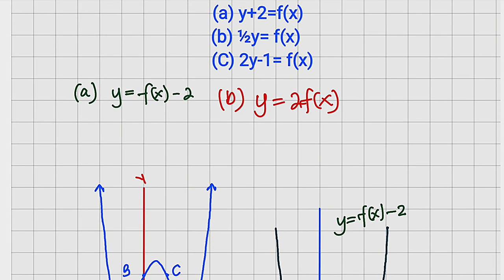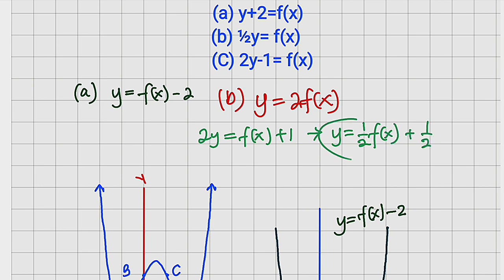So let me do a rough work here. First of all, let us take this negative 1 to the other side. It becomes 2y equal to f of x plus 1. Then we divide both sides by 2. This implies that y equal to 1 divided by 2 times f of x, then plus 1 divided by 2. So this is the graph we need to construct from the Mother graph.